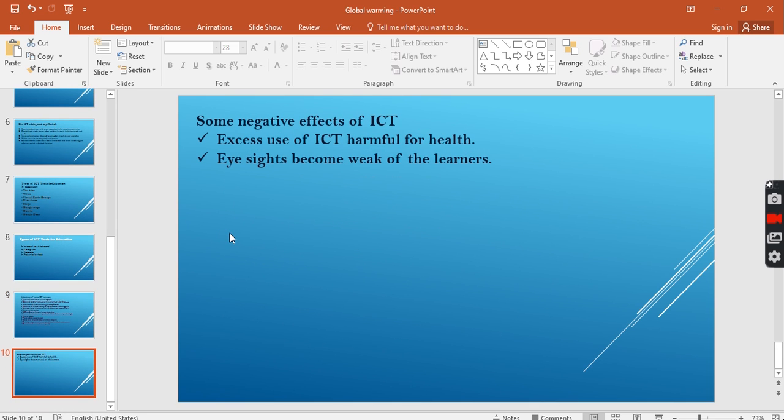Some negative effects of ICT. Number 1, excess use of ICT is harmful for health. Number 2, eyesight of the learners becomes weak.